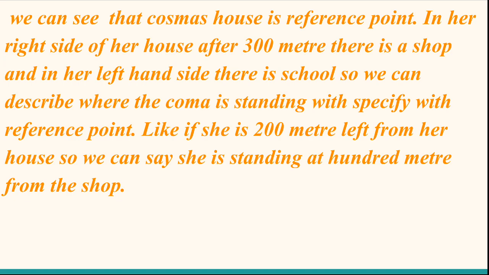On the right side of her house, after 300 meters there is a shop, and on her left-hand side there is a school. So we can describe where Cosma is standing by specifying the reference point. Suppose, as another example, Cosma is standing on a road. How can we specify where she is? We can specify it by taking another reference point. Like, if she is 200 meters left from her house, we can say she is standing 100 meters from the shop.